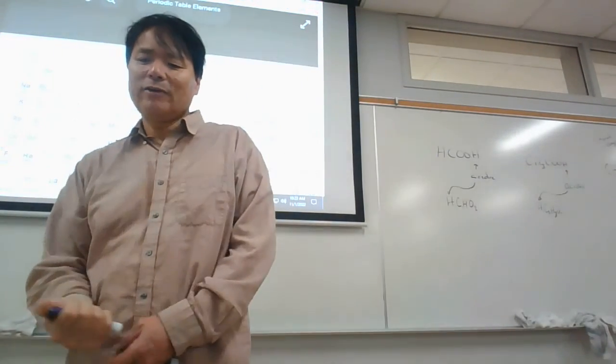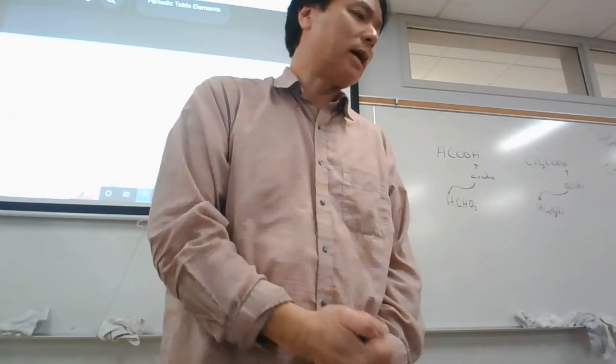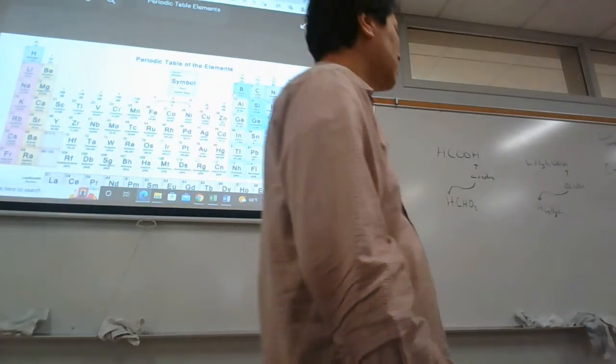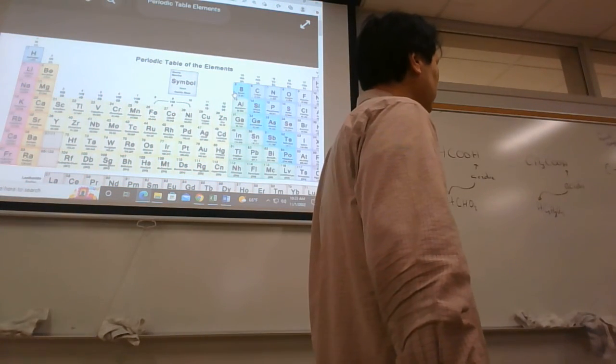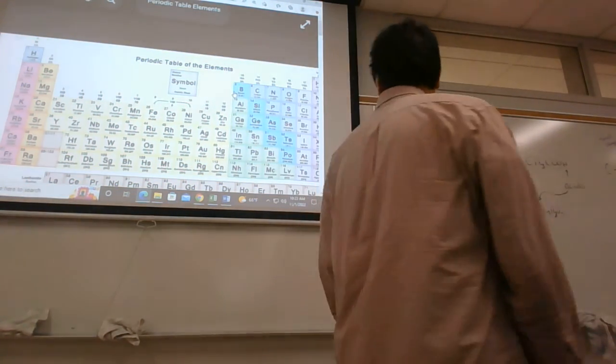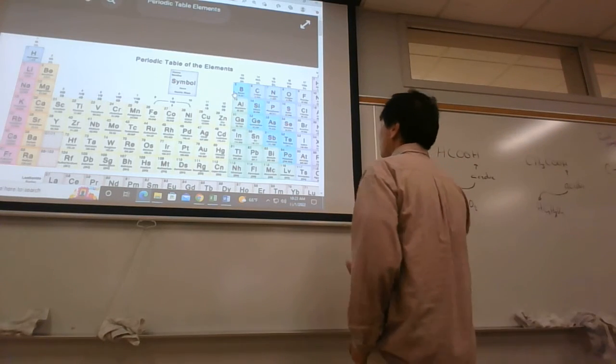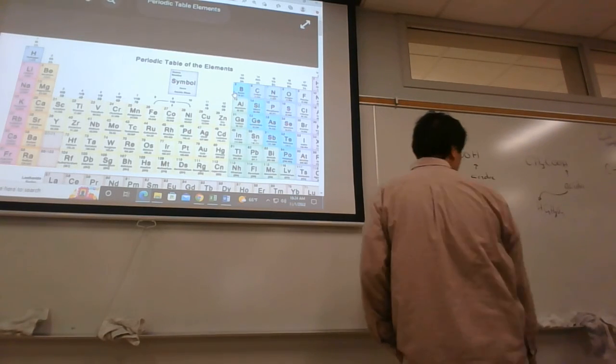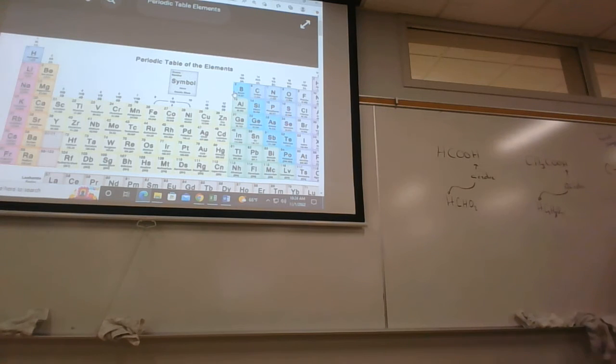But oddly enough, fluorine is not a strong acid. It should be a strong acid, but it's a weak acid. But there are other reasons for that. Okay, so what we'll do is we'll get some practice with this here.